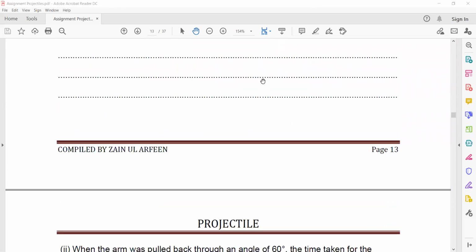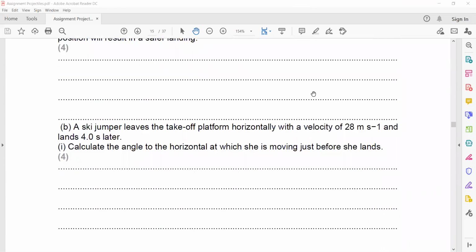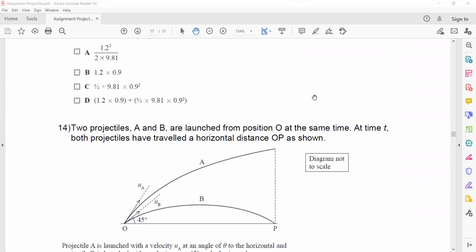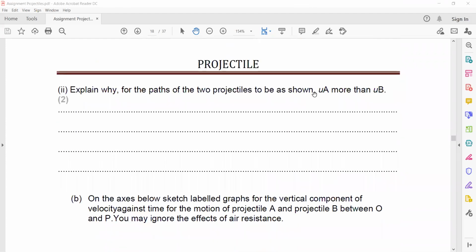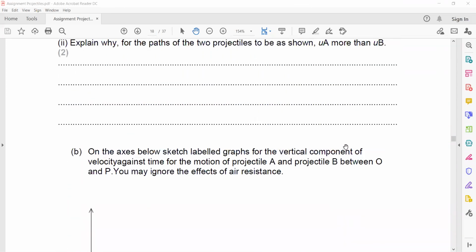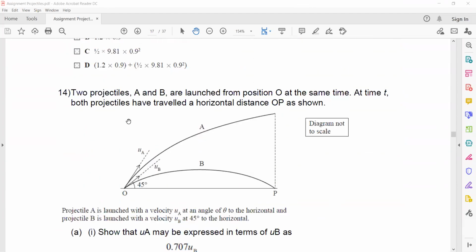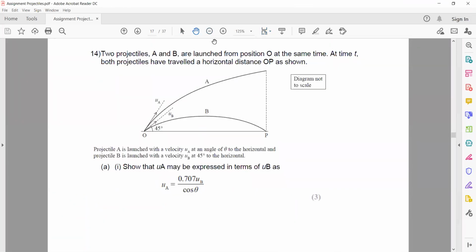Then page 18. Page number 18, question 14b. Look, actually this question is interrelated, so I will discuss part A as well.